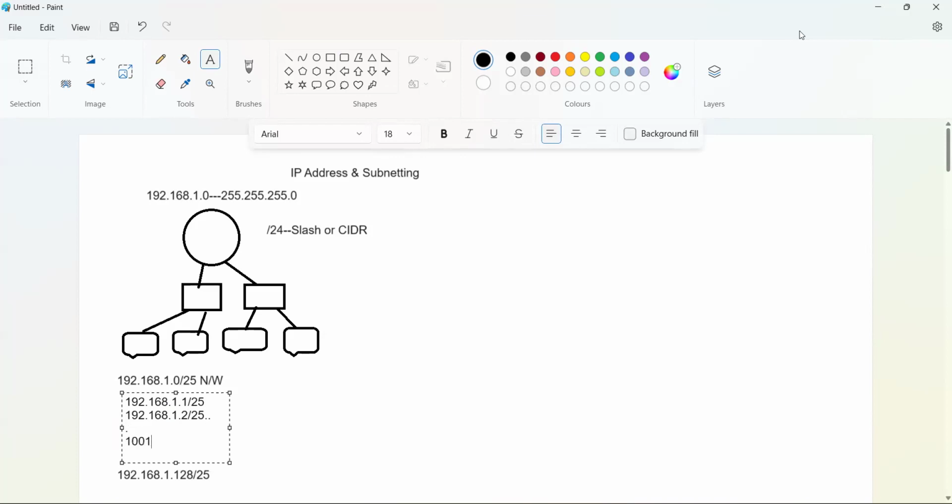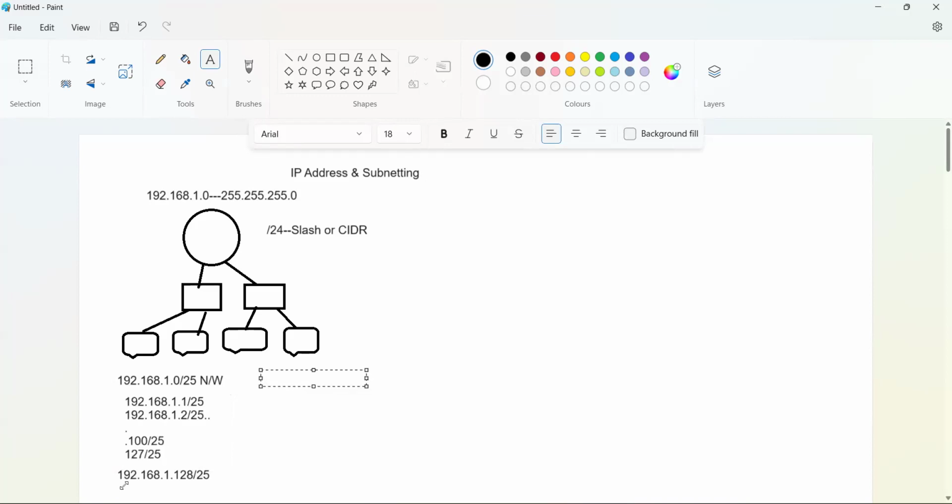After that we will get up to 127. This is the last host address. Sorry, this is not a /24, it is actually /25. The subnet CIDR value is 25. How we are getting it, we'll discuss, but this is one network of this portion.